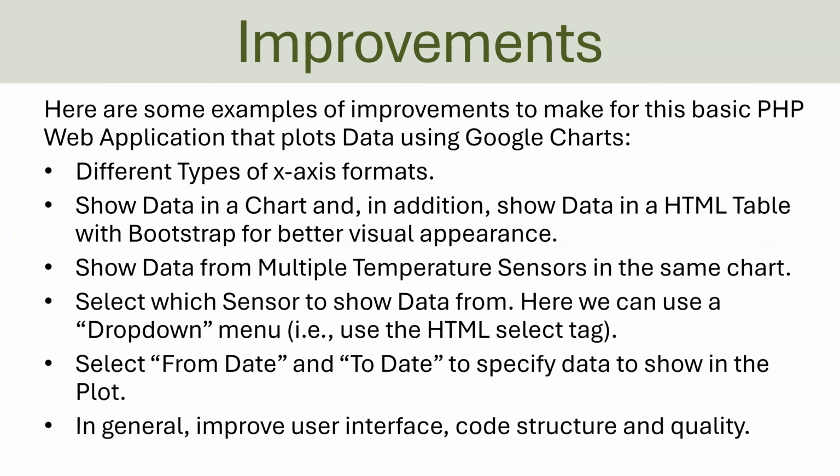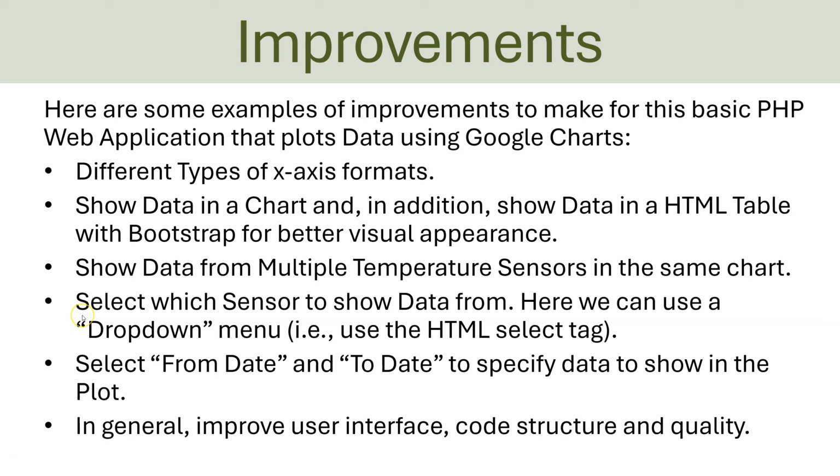But the application is far from finished. There are lots of improvements that we can make. One improvement that we can implement is to use different types of x-axis. We can show data in a chart. In addition, we can also show data in an HTML table. And here we can also use Bootstrap for better visual appearance of the web page. We can also use Google Charts to show data from multiple temperature sensors, etc.